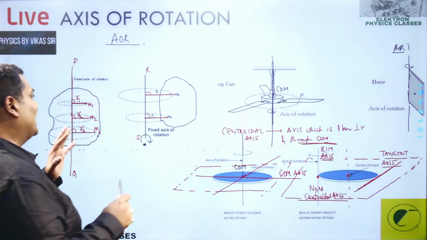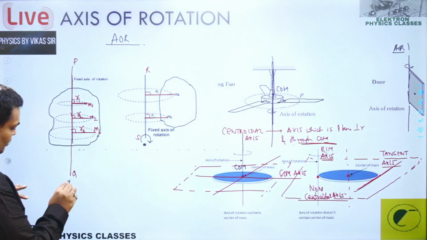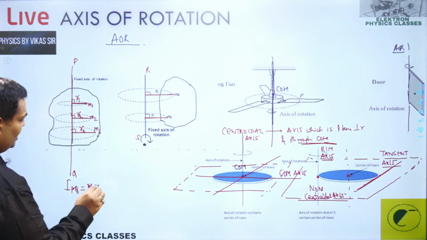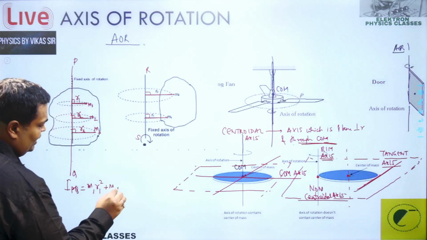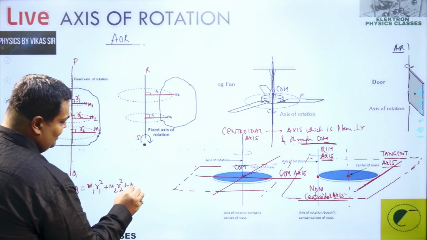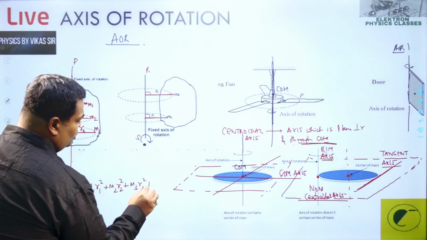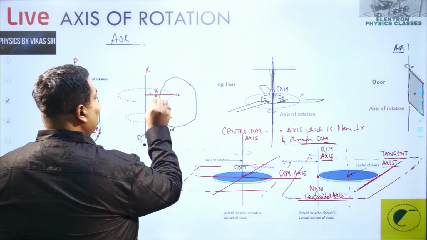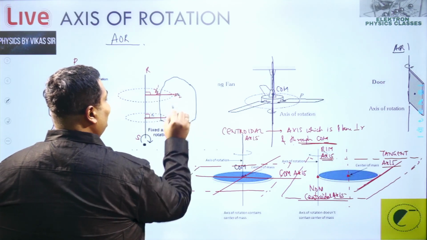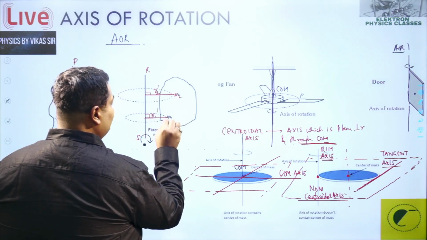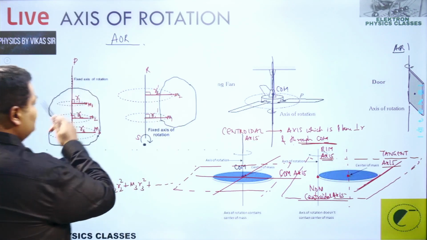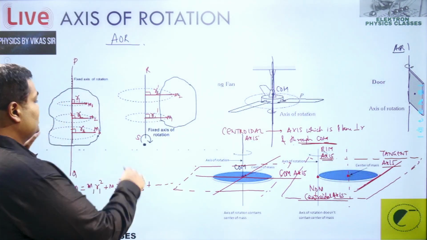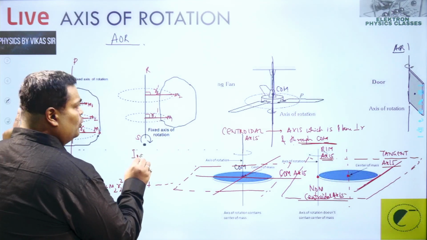That means when you're calculating the moment of inertia about PQ, you will have M1 R1 square plus M2 R2 square plus M3 R3 square and so on. But over here, these distances are different now: R2 dash for the M2 particle, R1 dash for the M1 particle. The distance has changed from the respective axis. So the moment of inertia about this particular axis, RS, will be different.